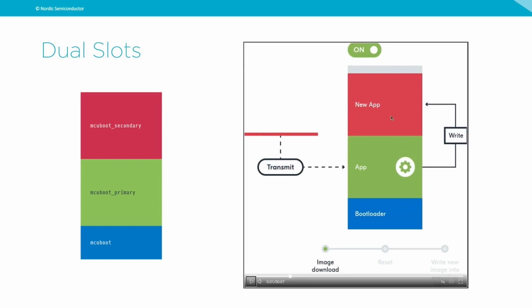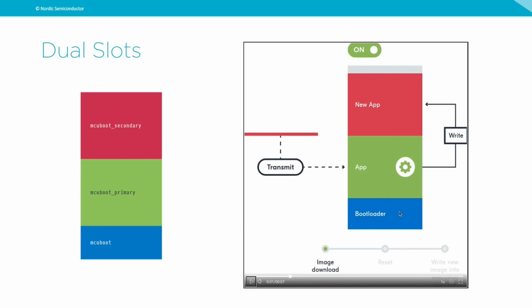Yeah, as you see here, it was transmitted into the secondary slot. And then the next step will be to reset the device. Or well, the next step is not to reset the device. The next step, conceptually, will be to move this new app and overwrite the old app. But as we said, the application cannot overwrite itself, so we need some other running code to overwrite it.